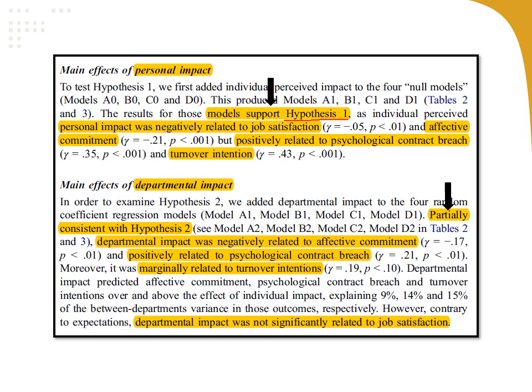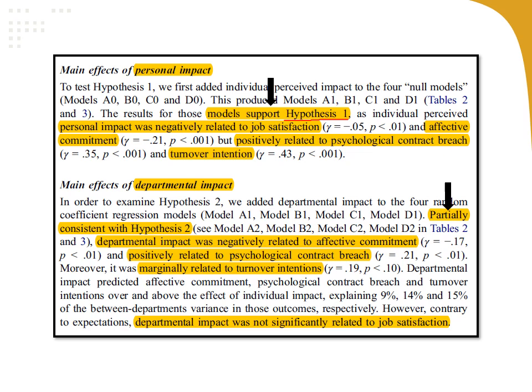So here, main effects of personal impact, right? So here, perceived personal impact was negatively related to job satisfaction, affective commitment, but positively related to psychological contract breach and turnover intentions. And that's even after we've controlled for departmental impact. So there it is again. Here's main effects for departmental impact. So this is partially consistent with hypothesis 2.